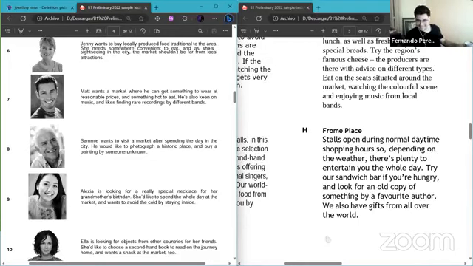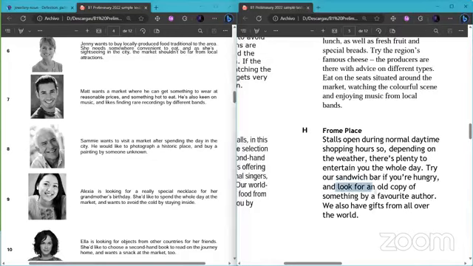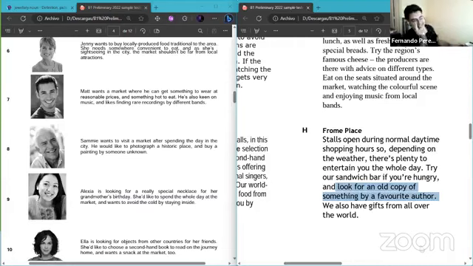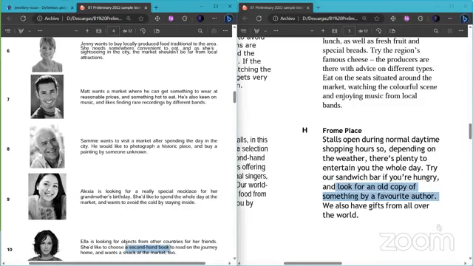Because I look for an old copy of something by a favorite author. Exactly. That is the correct reference and the match to the second-hand book. Yes. Correct.